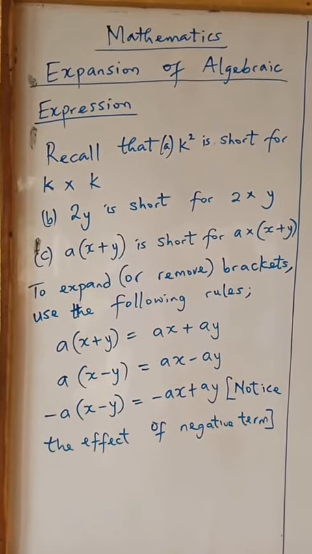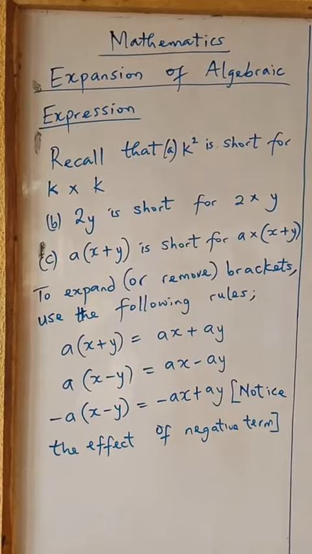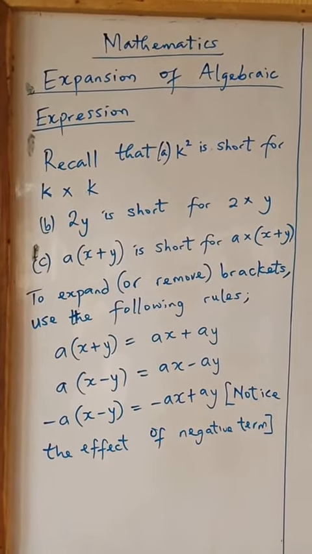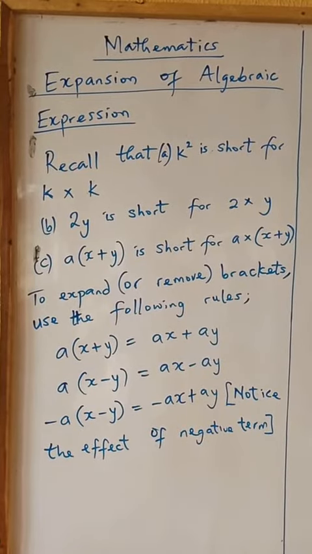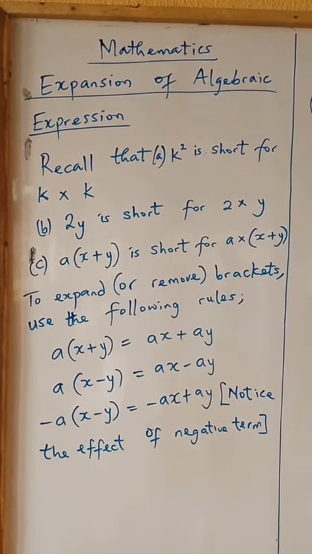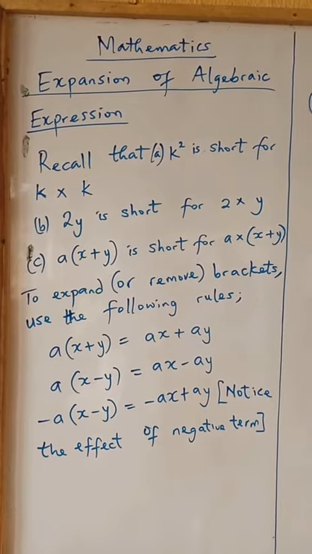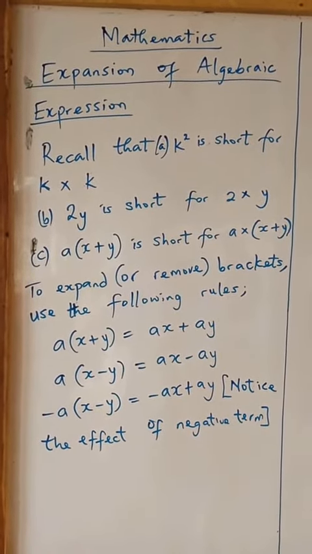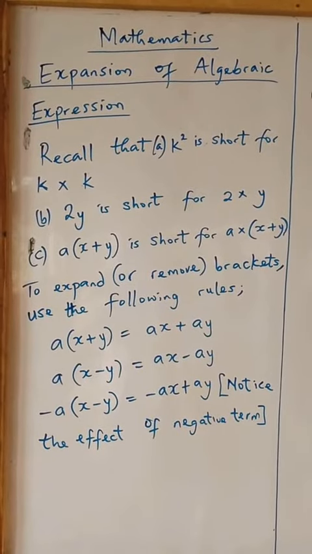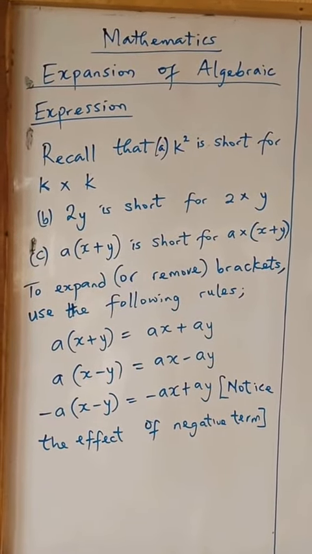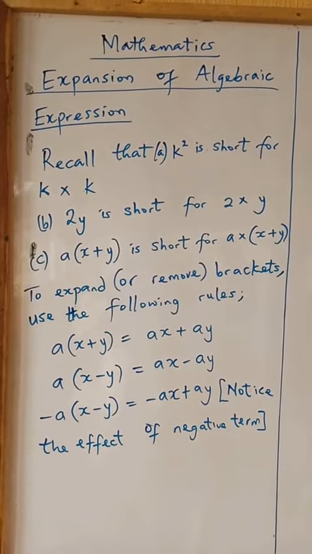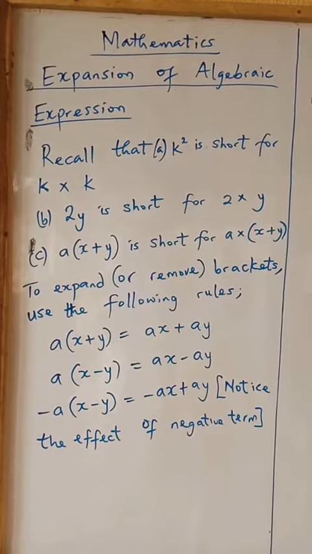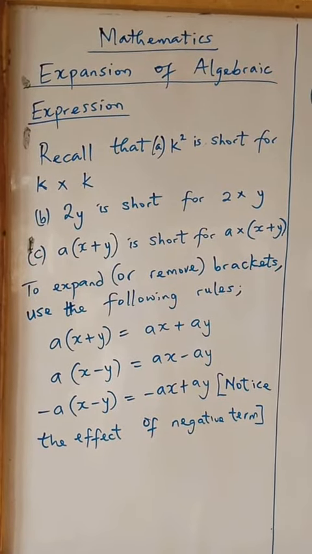Today, we want to do expansion of algebraic expression. Recall that k squared is the short form of writing k multiplied by k. And likewise, the short form of writing 2 multiplied by y is 2y. And likewise, a into bracket x plus y is the short form of writing a multiplied by bracket x plus y.